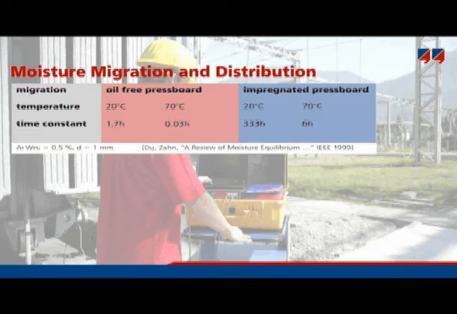If the pressboard is impregnated with oil, the migration at 20 degrees Celsius will take 14 days. At 70 degrees Celsius, it is much faster. The equilibrium process takes only about 6 hours. Thus, at moderate load changes, the tester can expect more or less equilibrium. If a transformer is switched off and it is cold, equilibrium cannot be expected.